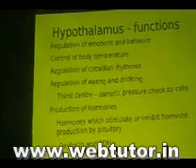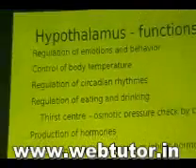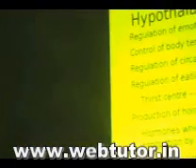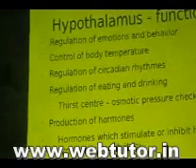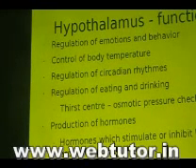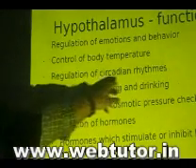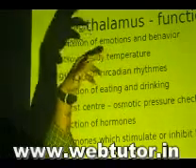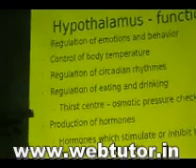Apart from that, the other functions of your hypothalamus would be regulation of emotions and behavior, control of body temperature. It's a main organ which controls homeostasis. Its main function is to control the autonomic nervous system, apart from the things which maintain homeostasis, like control of body temperature, regulation of circadian rhythms. What are circadian rhythms? They are the 24-hour rhythm of the body. Now you eat, now you drink, now you sleep. That is controlled by your hypothalamus. And regulation of eating and drinking.